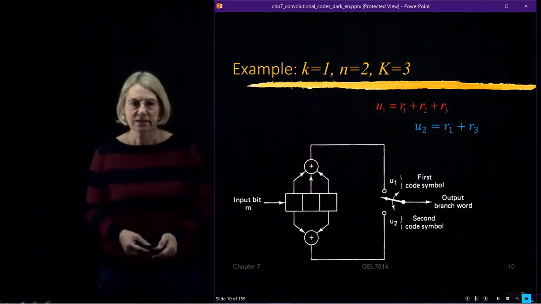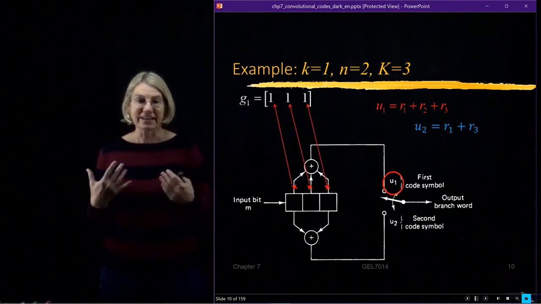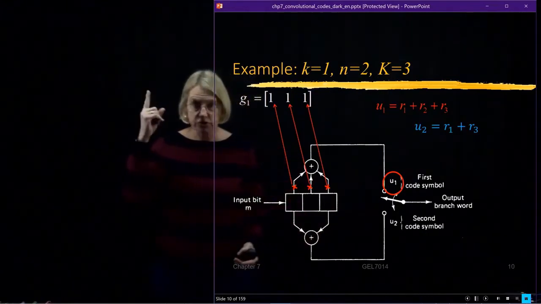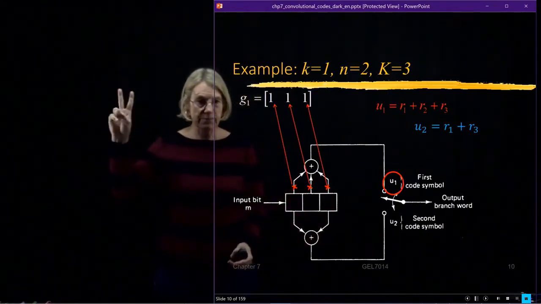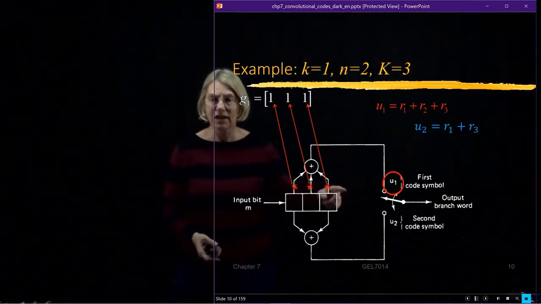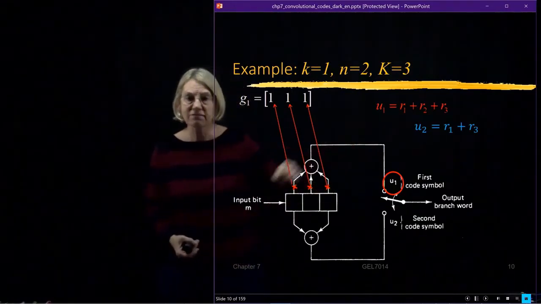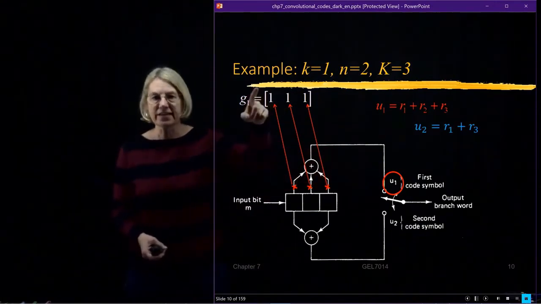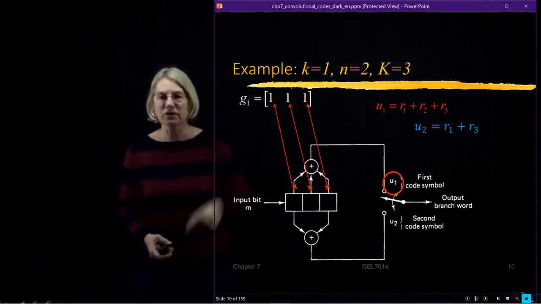So let's think of this as being represented in a vector. I have this shift register representation, which was our first representation, and our second representation will be in terms of a vector. The only thing I do is look at the interconnections, and I see that for the first bit of the code word, all 3 of the registers are contributing. Therefore, I write that in a vector, putting a 1 in each one of the positions.